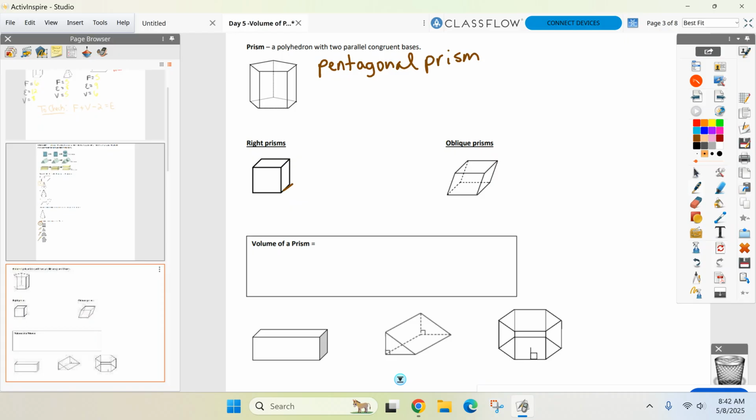Volume. Now we're going to go fill it up. Okay. We're going to fill it up for volume. How much space is inside? And finally, some good news in this class, maybe not.